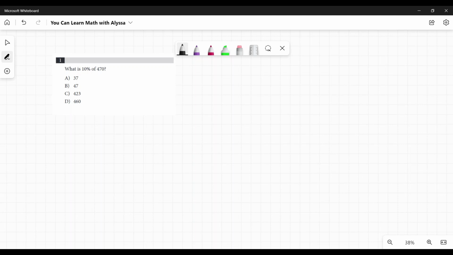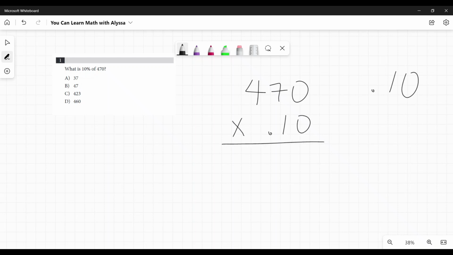First one, what is 10% of 470? For percentages, anytime you need to do a percentage, you're going to change that percent into a decimal. In this case, 10% is the same as 0.10. So you multiply 470 times 0.10. You can do that on paper or in your calculator, and you are going to get 47.